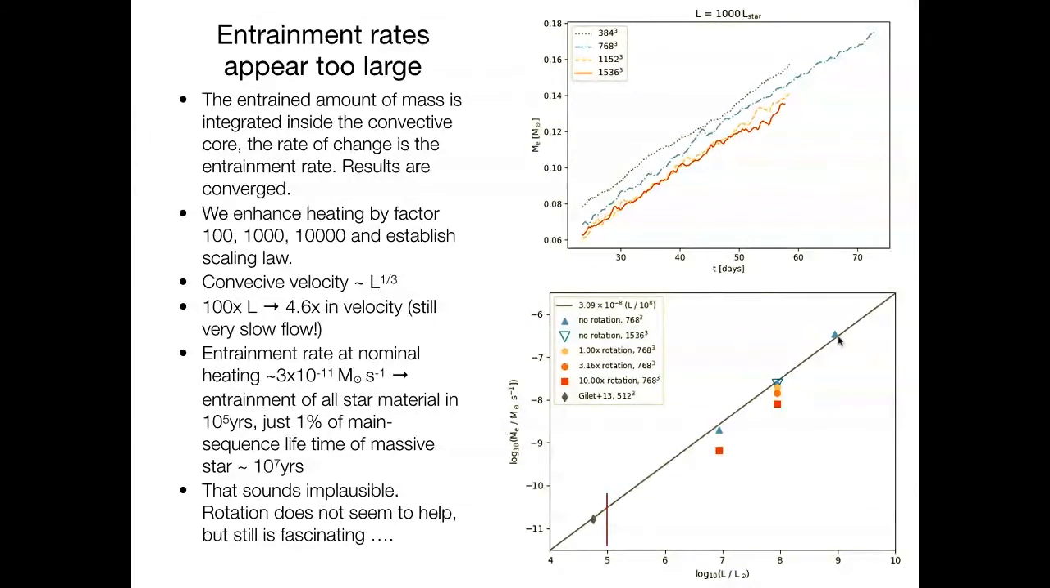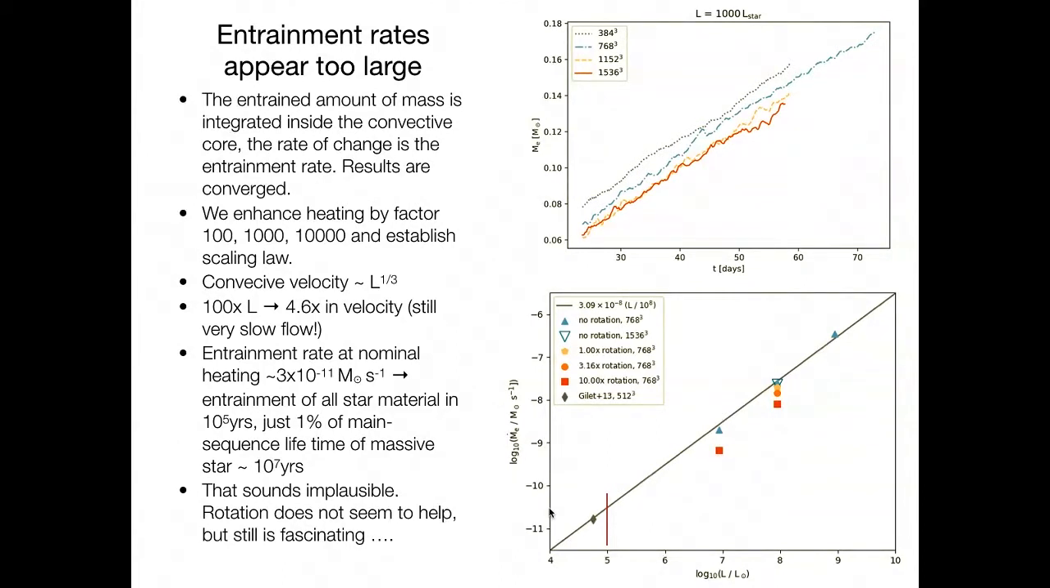We then establish and train scaling laws for whatever we're interested in. And you can see here different resolutions, different luminosities. And we come out here, at the nominal heating rate, with an entrainment rate that is 3 times 10 to the minus 11 solar masses per second. Now, that is 10 to the minus 4 solar masses per year.